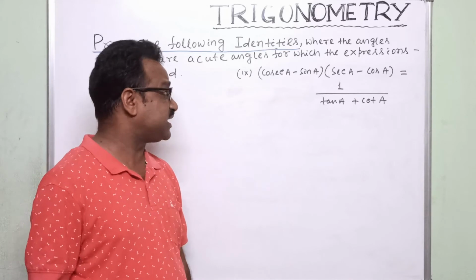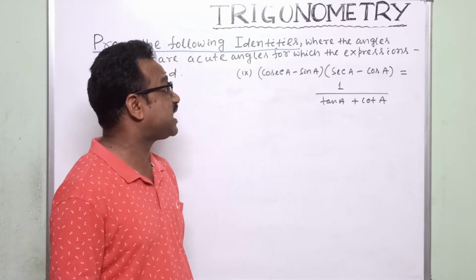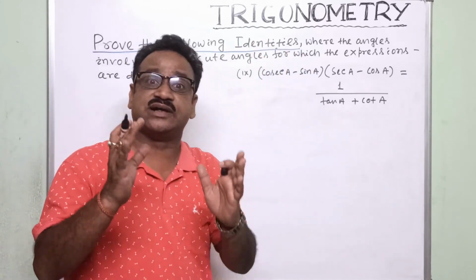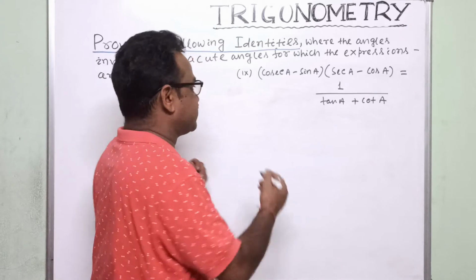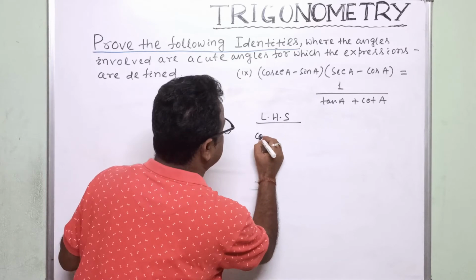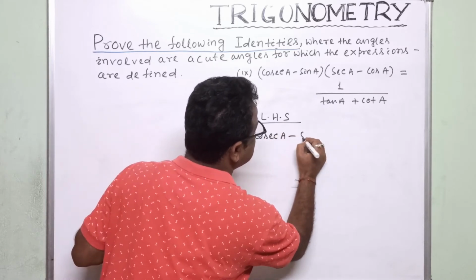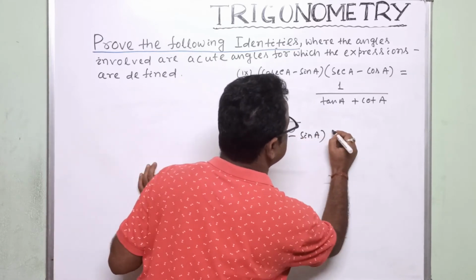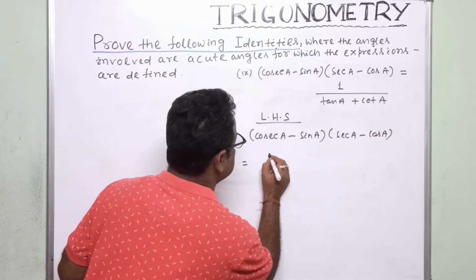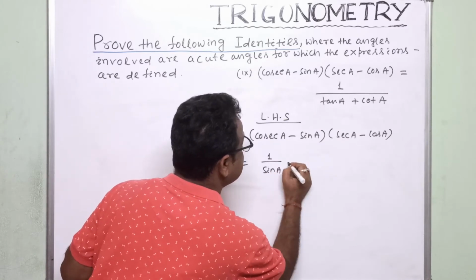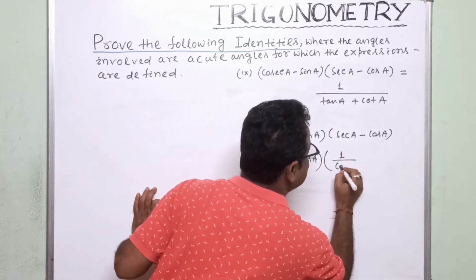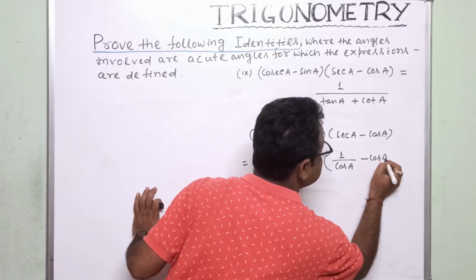So now move on to the next question. Cosec A minus sin A into sec A minus cos A is equal to 1 by tan A plus cot A. So here we will solve separately LHS as well as RHS for our convenience. So now LHS: cosec A minus sin A into sec A minus cos A is equal to 1 by sin A minus sin A, into 1 by cos A minus cos A.